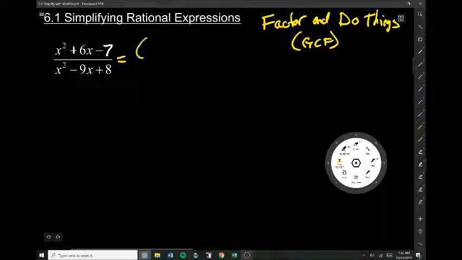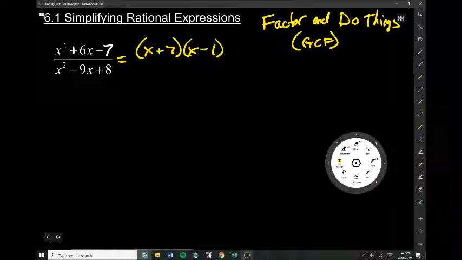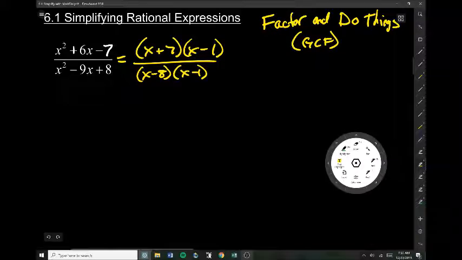But the top can factor into x with 7 and x with 1, and I need the 7 to be positive and the 1 to be negative. The denominator can factor into 8 and 1. It's x minus 8, x minus 1. Now I've got whole entire factors that can cancel. So this factor cancels with this factor. They divide to 1. I'm left with x plus 7 over x minus 8.